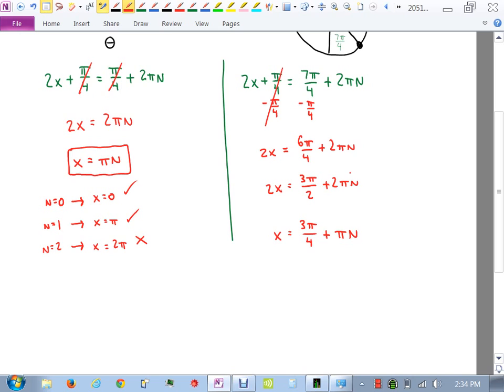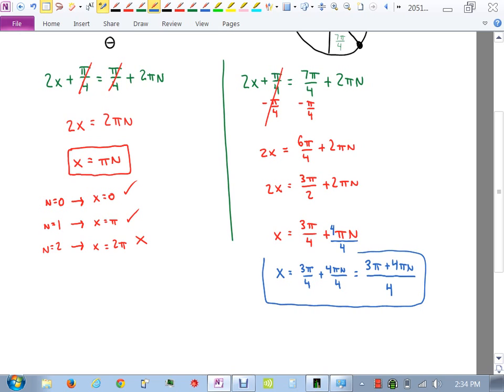Now, because I'm going to have to start plugging in values of n, I'm going to go ahead and put these together by getting a common denominator, multiplying top and bottom by 4. And that gives me x equals 3 pi over 4 plus 4 pi n over 4. Putting those together, I get 3 pi plus 4 pi n over 4. So this is our general solution here. Is that okay?